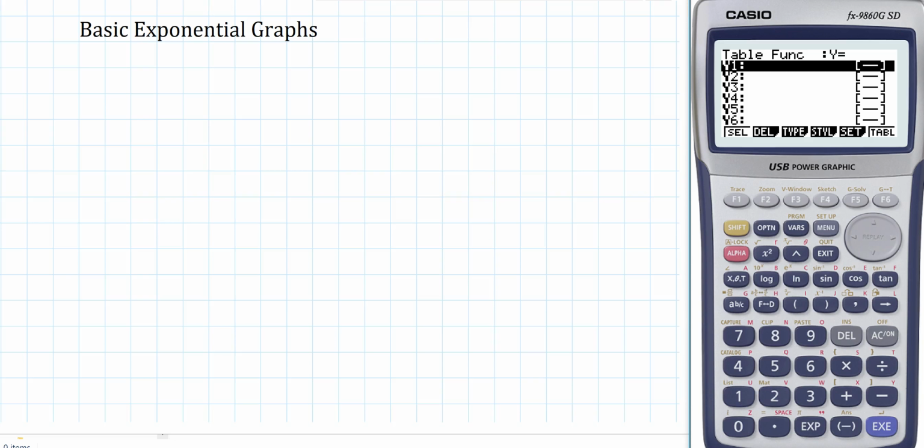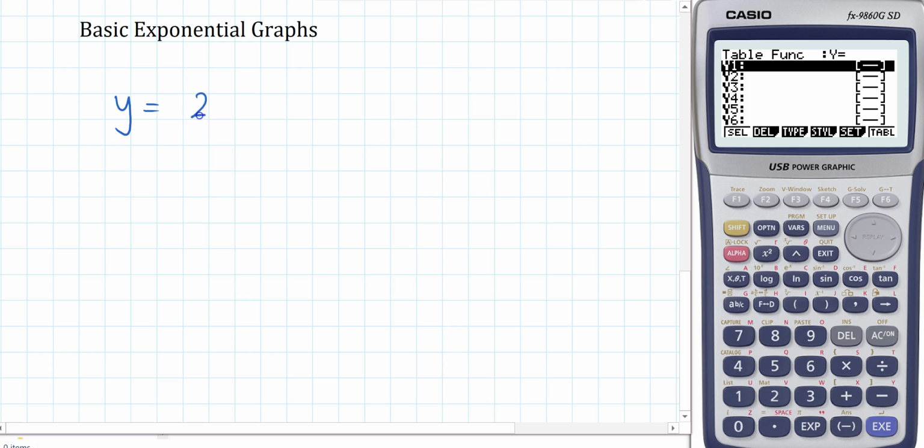Hello, in this video we're going to look at basic exponential graphs. So what does an exponential function or equation look like? Well, it looks something like this. Y equals, I'm going to need some base. I'm going to use the base 2 and I'm going to put my x up here in the exponent. That's why it's called an exponential equation, because the value of x is in the exponent. So that's one type of exponential graph we'll look at.